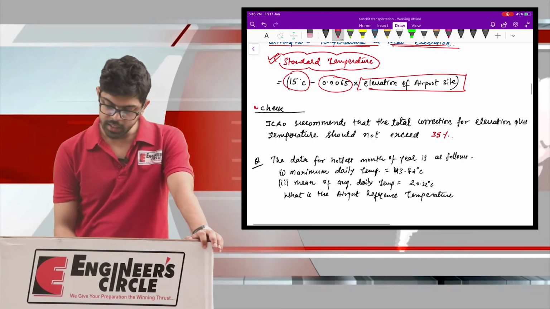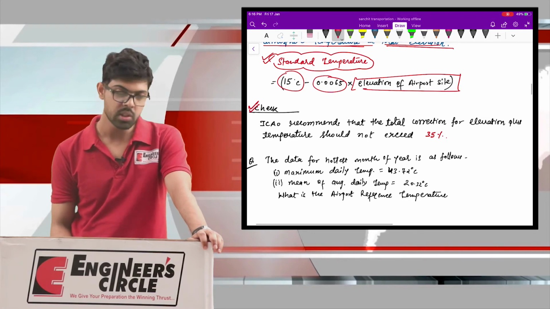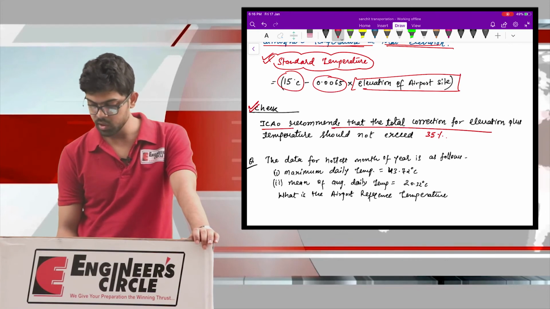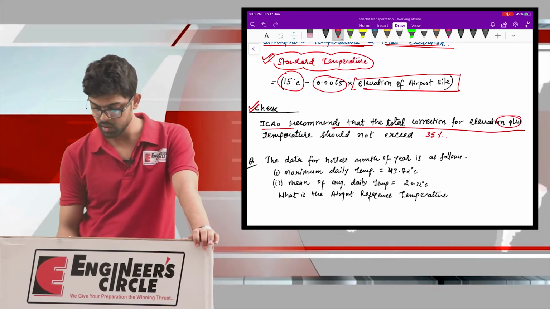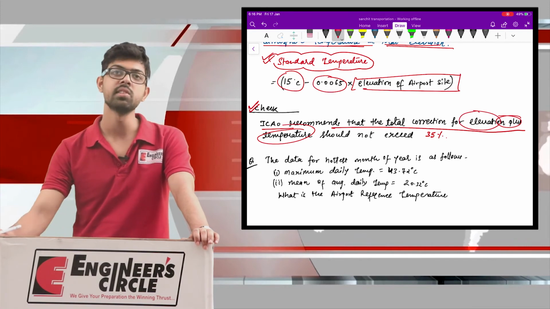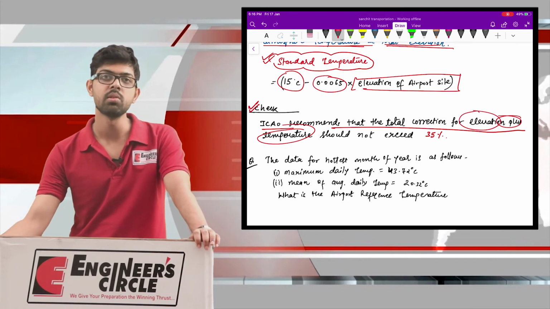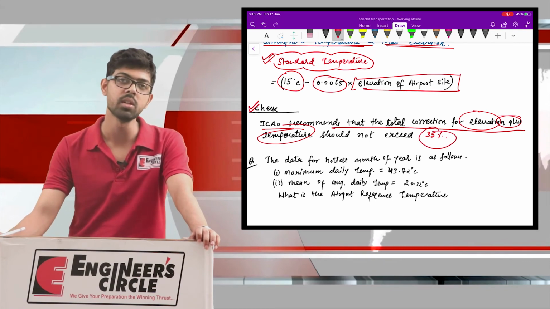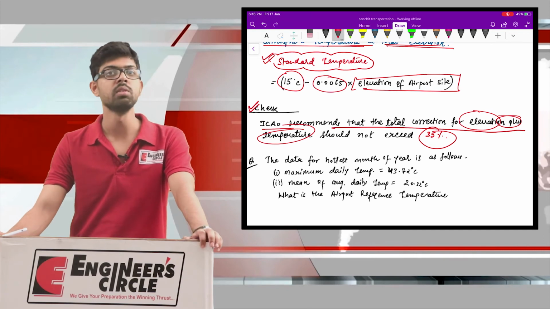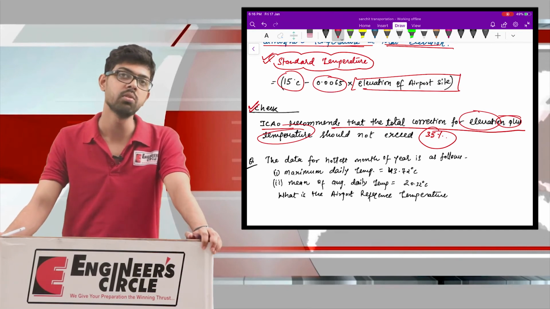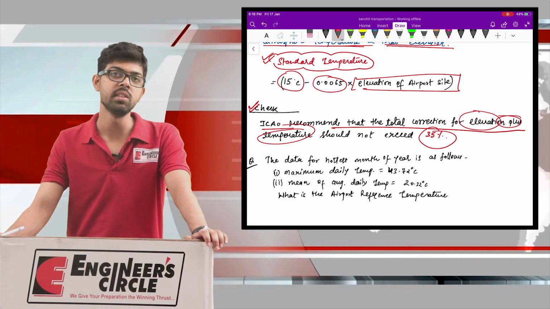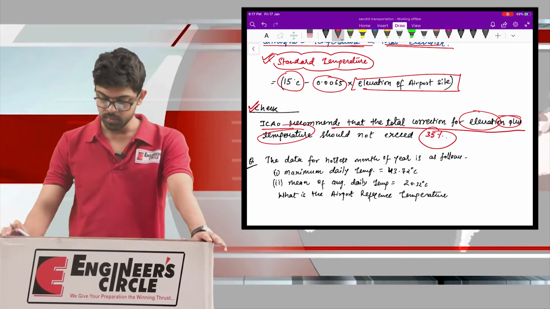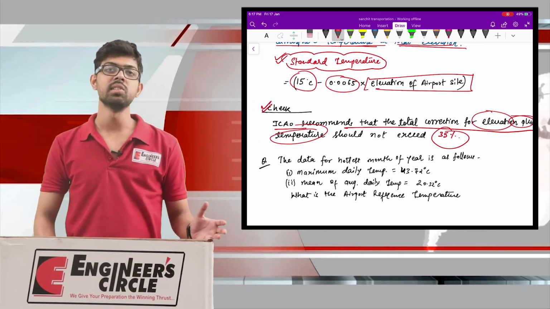Now here I have taken a very important point, and you should also apply this trick while solving a numerical. As per the ICAO recommendation, you should apply the correction for elevation and for temperature, and the total correction should not exceed 35% of your basic runway length. You need to find the percentage change between the new length and the original basic runway length, and that percentage change after correction for elevation and temperature should not be greater than 35%. So this is about the correction for elevation and the correction for temperature.